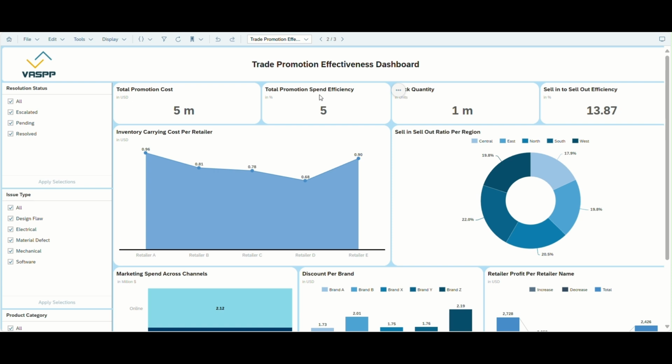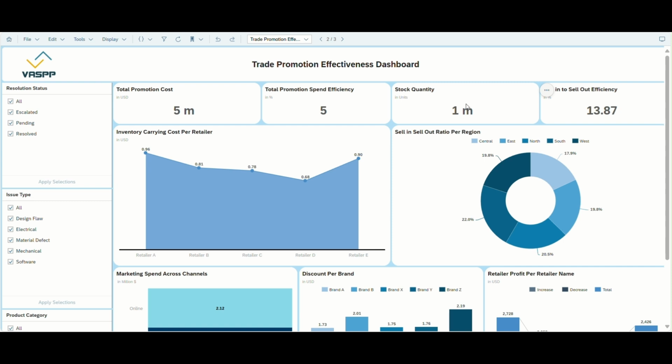Then, we look at the stock quantity under promotion, currently at 1 million units. This is critical for inventory and supply planning teams. It ensures you're not just pushing promos blindly. You're aligning stock levels with expected demand. Too much, you'll eat up storage cost. Too little, you'll miss revenue opportunities.